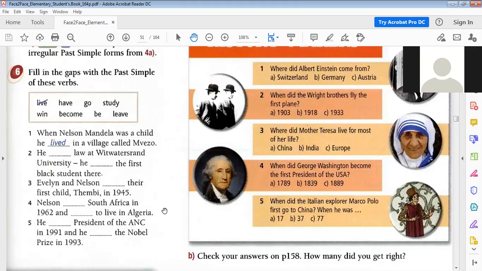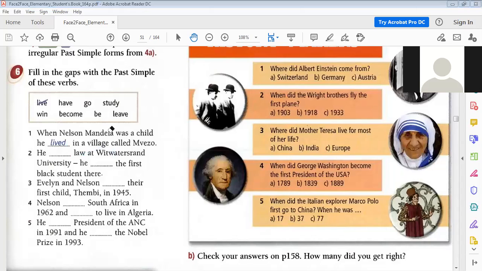I didn't understand the sentence at all. Okay. Do you know what law means? Law? No. Okay. Law is the legal system, studying law at university. This is the name of a university, just the name. Okay. And study, law.